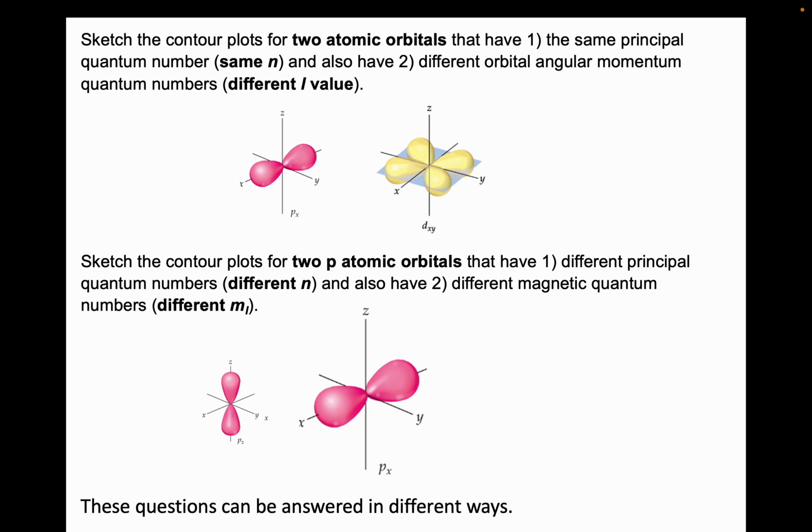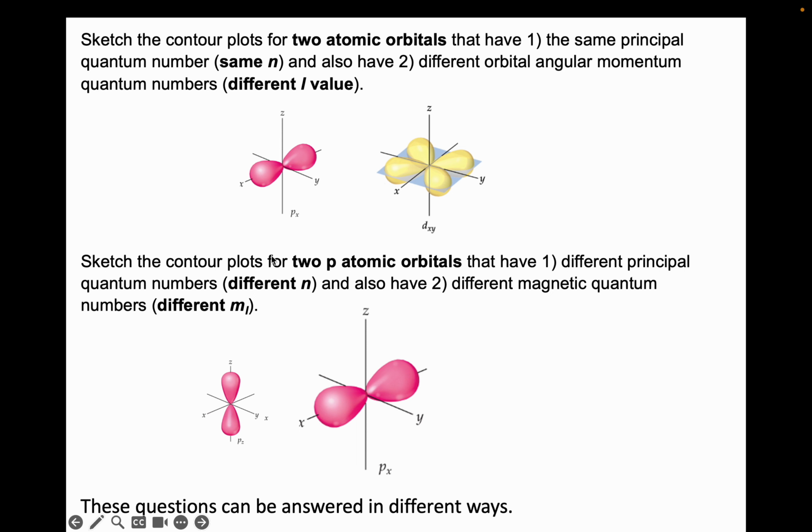Now, there's different ways that you could answer this, different sketches you may have made. So within this first one, this would be an example where we have two atomic orbitals, same n value, so roughly the same size, different L values. L goes with the shape. So one is a p orbital and one is a d orbital. This would be one option.